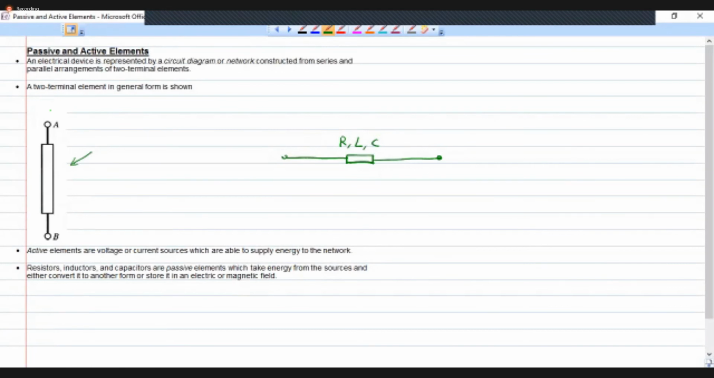Then we have the symbols also that we will see in the coming slides. So a two-terminal element's general form is shown like this. So this is a general form. So one terminal like this, another terminal will be marked like this.